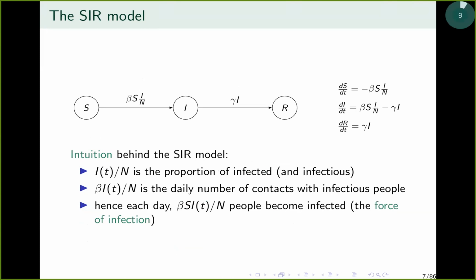So the intuition behind this SIR model is that I(t) over N is the proportion of infected, so like the prevalence of infection. If you multiply this by beta, you get the daily number of contacts with infectious people. And then each day, beta S I over N people become infected. And this is called the force of infection in the classic formulation of the SIR.